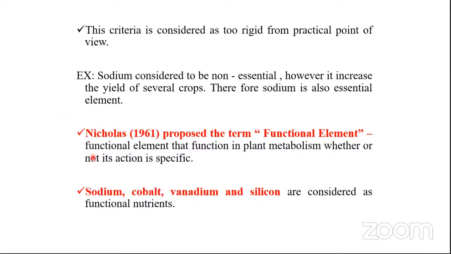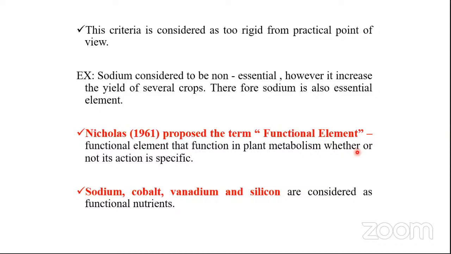And also, the scientist Nicholas gave another proposal called the functional element. A functional element functions in plant metabolism, whether or not its action is specific. The function will be there, but the action is not specific, especially for sodium, cobalt, vanadium. I explained the situation in sodium, which is considered a functional element. So these are the functional elements. They help in the yield pattern. They show some functional importance only, not that much importance as compared to other elements.